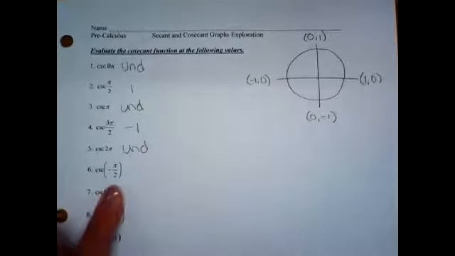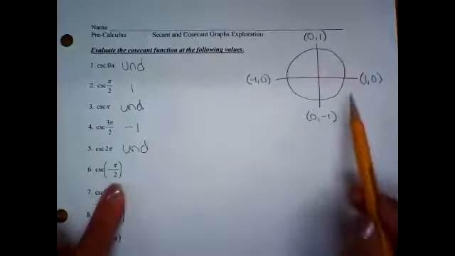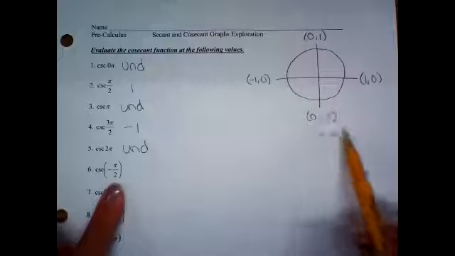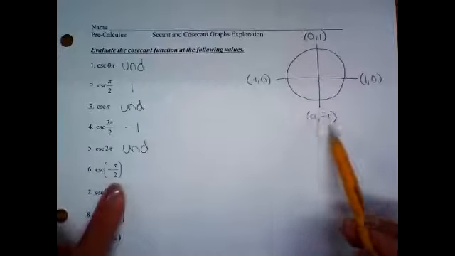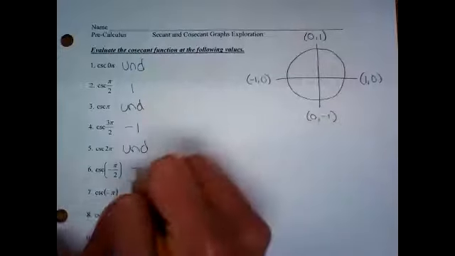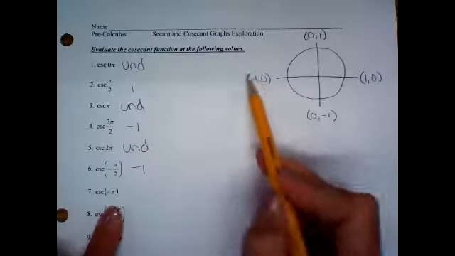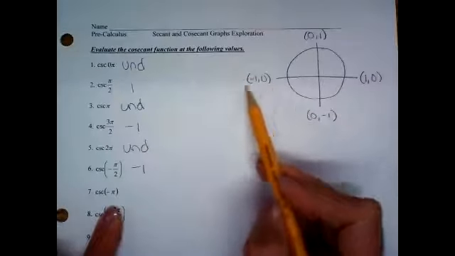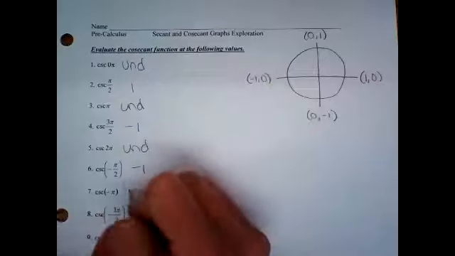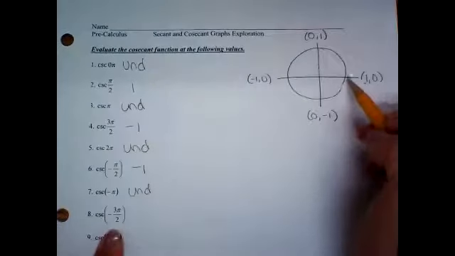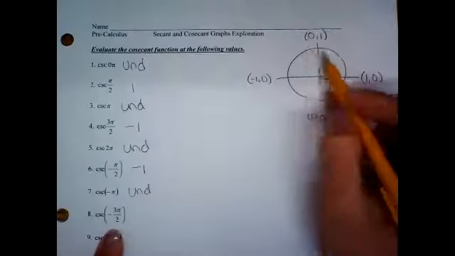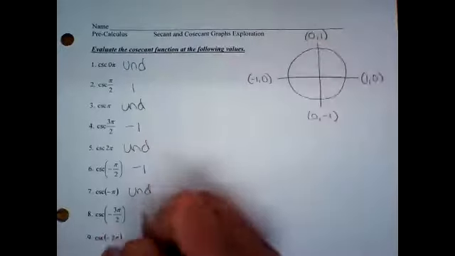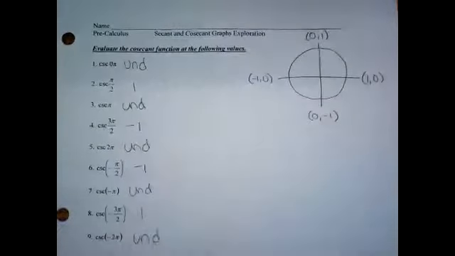Now we're going to go backwards. At negative pi over 2, what are we going to get? -1. Good. And then at negative pi, we're over here, same as positive pi. So we're going to get what? Undefined. -3 pi over 2. That's going to put you at the top of the circle. So that would be 1 and then undefined.